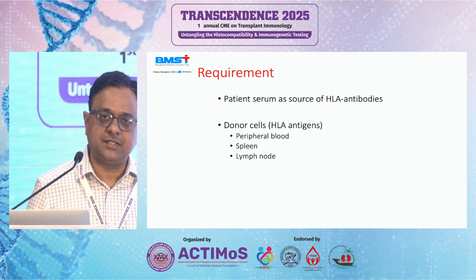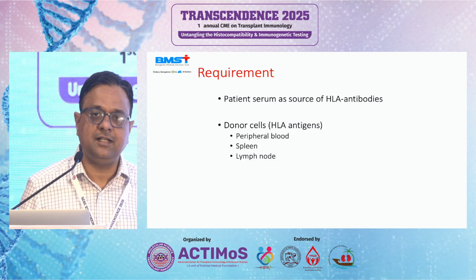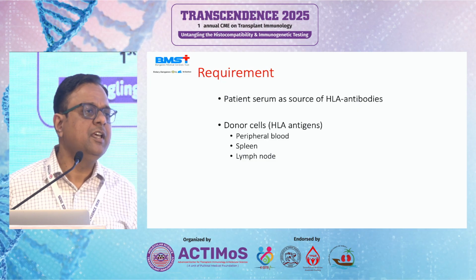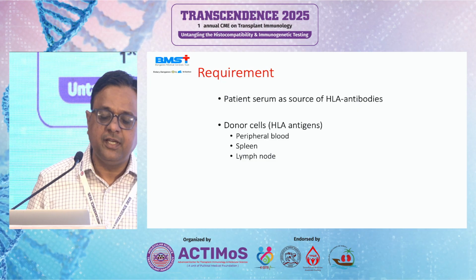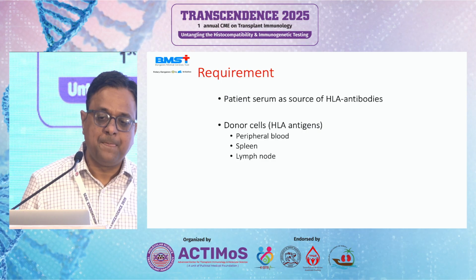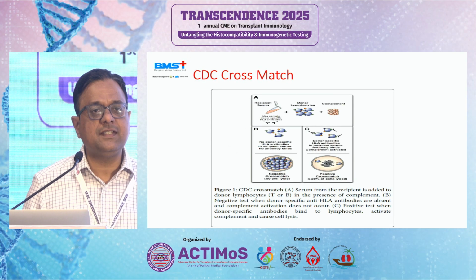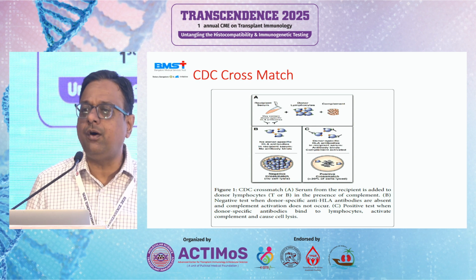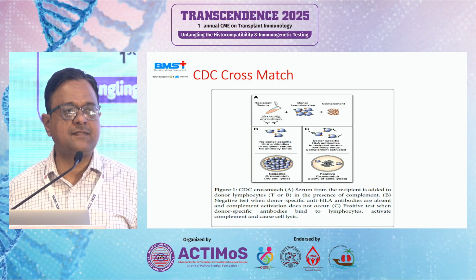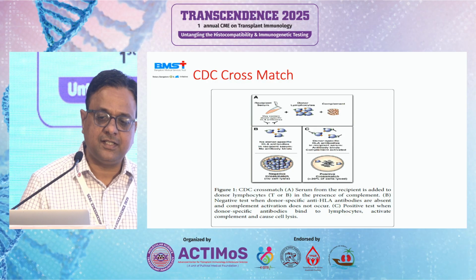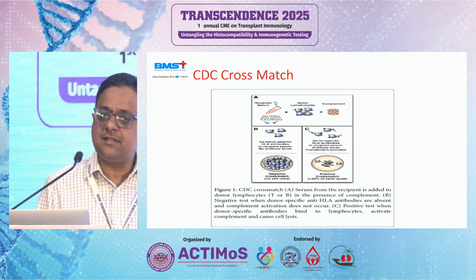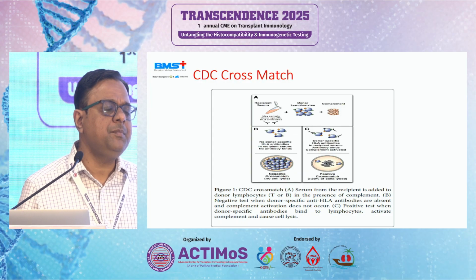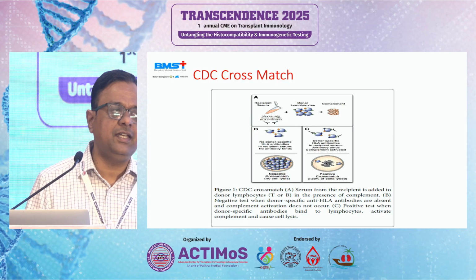Like I said, we need the patient serum for any cross match, and we need the donor cells to perform the cross match. The donor sample will basically be from peripheral blood. In the case of a cadaver transplant, it could be from spleen or lymph node. In CDC cross match, we mix them together and see the complement mediated cell lysis, and on the basis of cell lysis, we give a percent of cell lysis, and we say whether the cross match is positive or not. This is a very good cross match, a truly functional assay. But the problem with this technique is that it is very, very less sensitive.